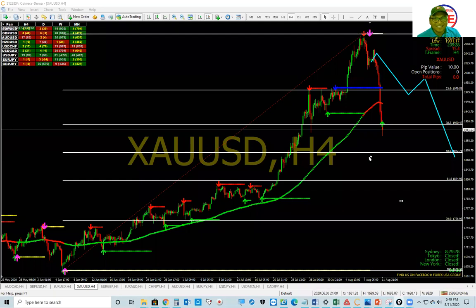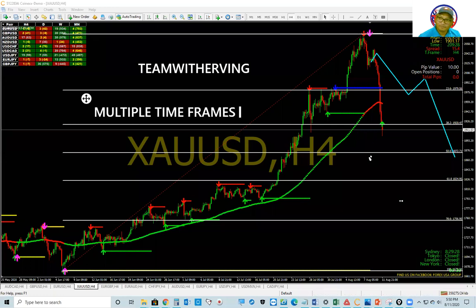My God. This is what makes me proud. Look, oh my God. You are trading with TeamWithERVING. This is our multiple time frames. Look at what I told you guys on Saturday. Look at how beautiful this stuff is. And I know I didn't want to say anything about this.